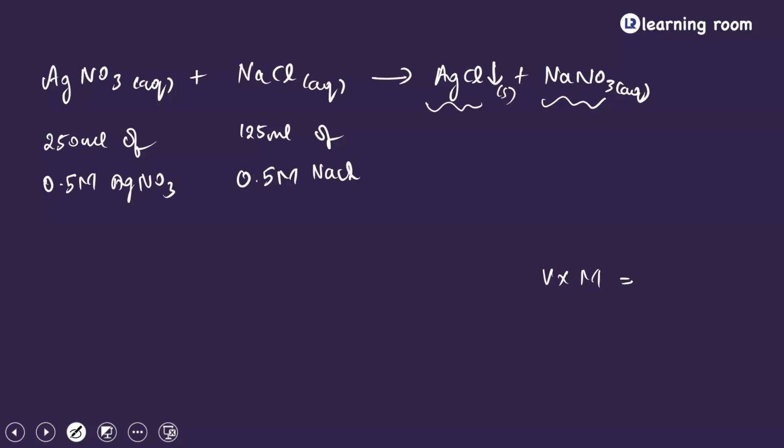Very good. Molarity is equal to what? Number of moles by volume. Correct? Molarity is equal to number of moles by volume. Volume into molarity is equal to number of moles. If the volume is in milliliters, then what do I get? Millimoles. That clear?